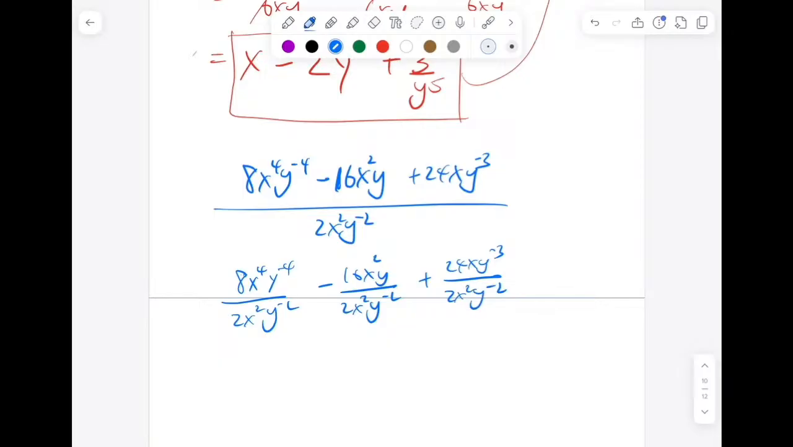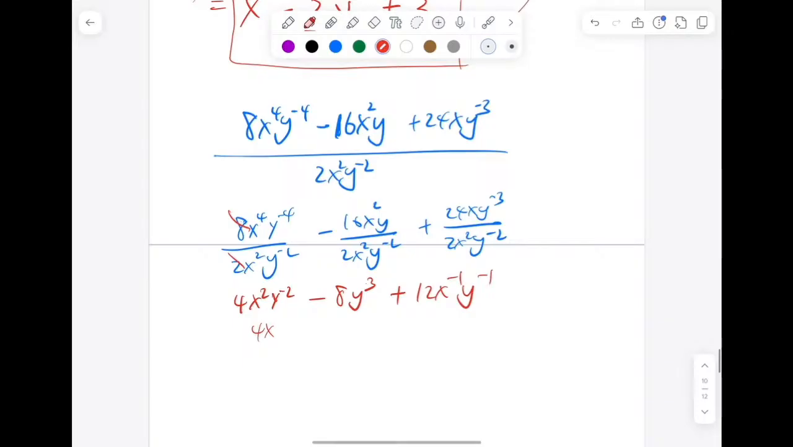And then you can simplify. This is just 4x squared. Negative 4 minus negative 2 is y to the negative 2. Minus 8x. No, there's no x. X cancels out. Y to the 1 minus negative 2, so it's 3. Plus 12 x to the negative 1, y to the negative 1. So that will work for 4x squared over y squared minus 8y to the third plus 12 over xy. And that should be your final answer.